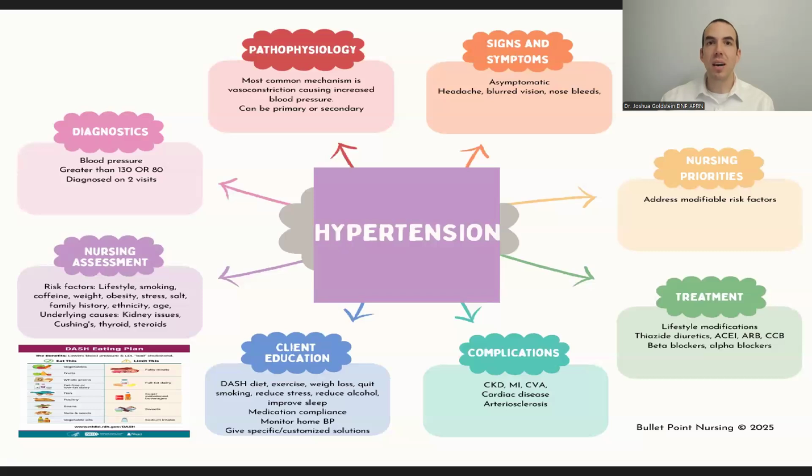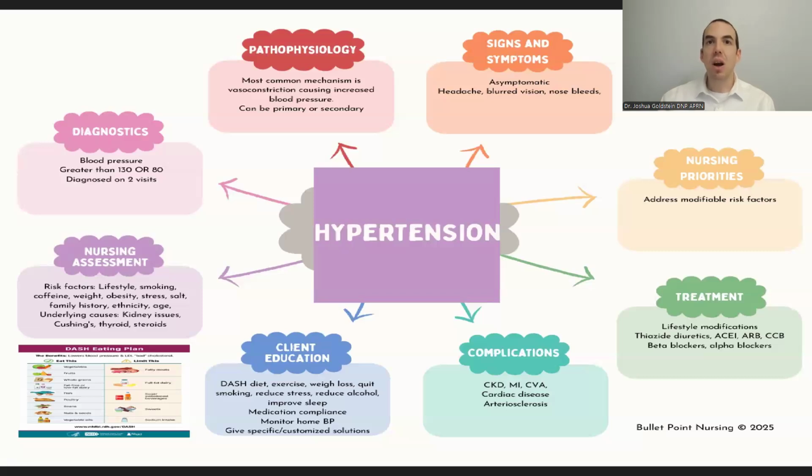Let's start with pathophysiology. We know that to increase our patient's blood pressure, we can cause vasoconstriction. Vasoconstriction is where the arteries get smaller, and that by default increases a patient's blood pressure. We do this all the time. When we have fight or flight, when we're exercising, one of the things the body does is it vasoconstricts to bring up our blood pressure.